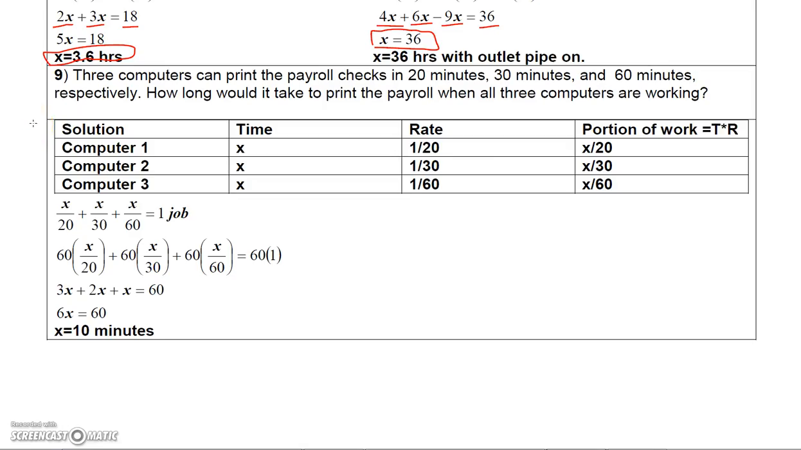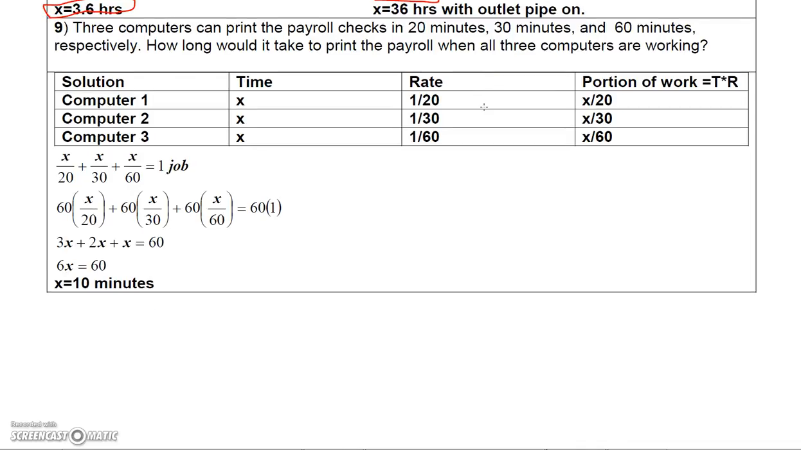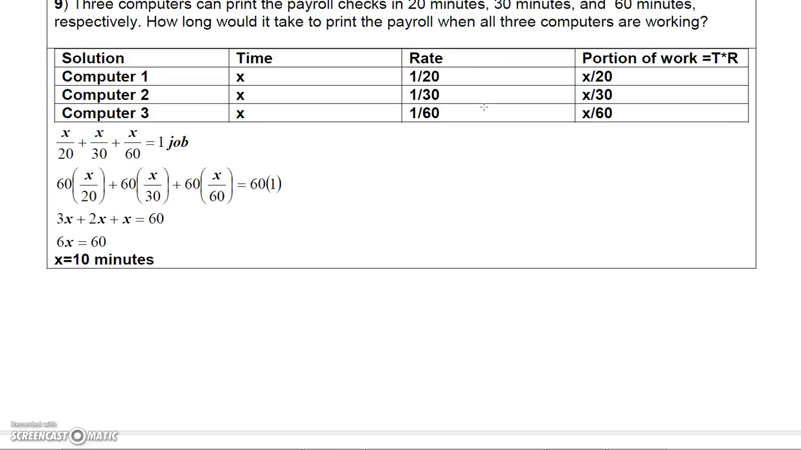You can just freeze the video on number 9 here and take a look at it. But basically it's very much like number 8, but you've got 3 entities working together here, and their rates are 1/20th, 1/30th, and 1/60th. But read through that one and see if you can follow what I did. It's very much like I did the one before it, but you get your final answer there is 10 minutes.